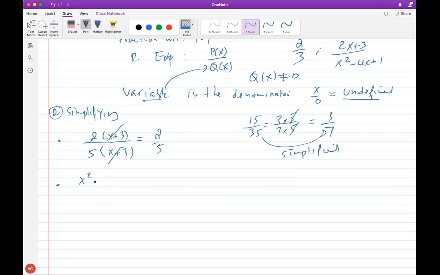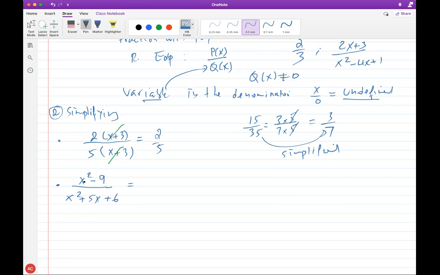Say, for example, x squared minus, let's say, 9 over x squared plus 5x plus 6. Again, a rational expression. It's made of 2 polynomials. The bottom cannot be 0. First of all, can we cancel anything right away? Yeah, the x squared, x squared.